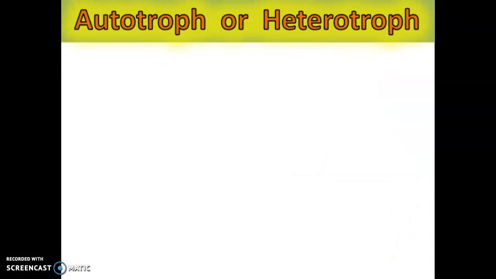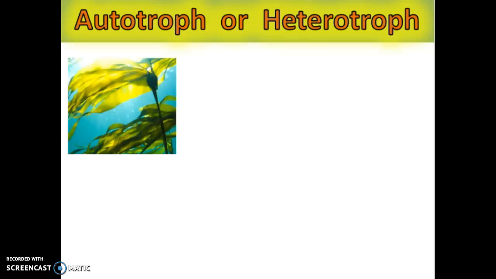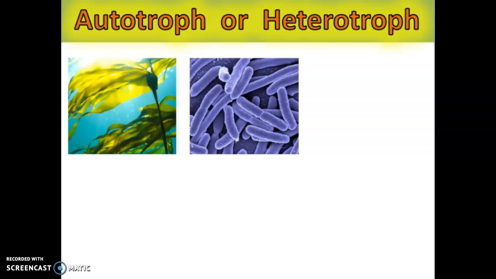So, just a quick little review. I'm going to show you 6 pictures. You want to tell me if it's autotroph or heterotroph. Here we have a picture of seaweed. Seaweed is green, it's photosynthetic, and therefore an autotroph. This next picture is bacteria. Remember, last unit we said that bacteria kind of invented photosynthesis. So bacteria can be autotroph or heterotroph.